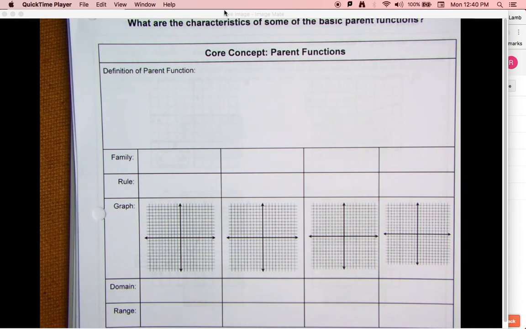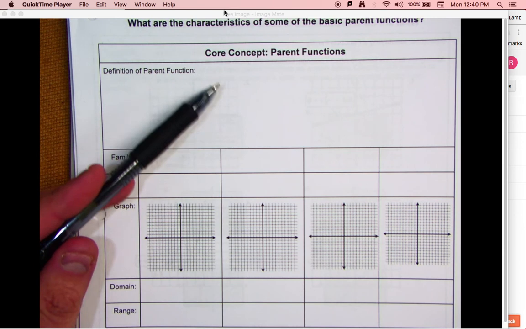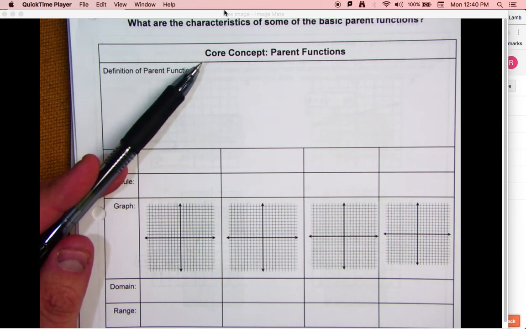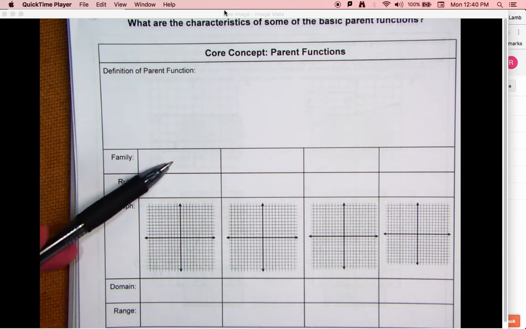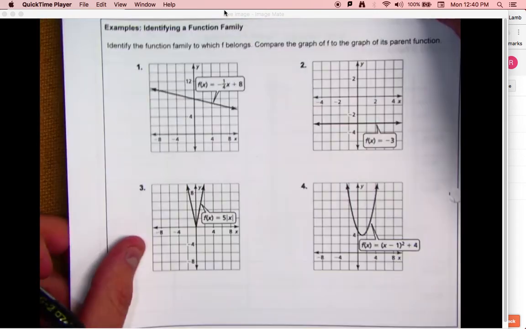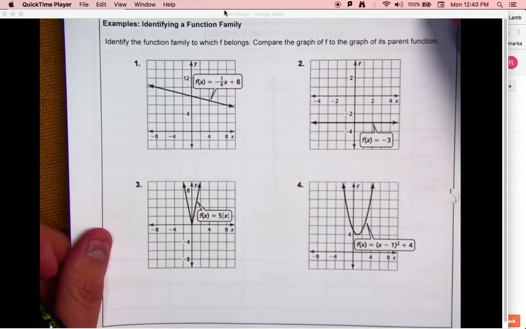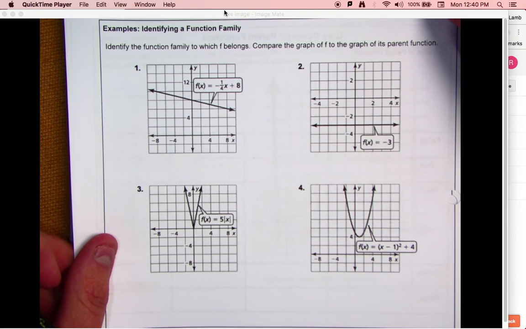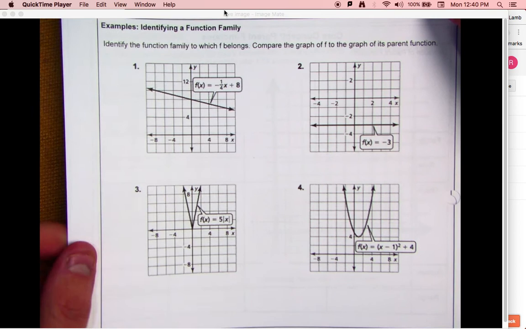Anyway, today I want to talk to you about a couple of things. The first is parent functions and what a parent function is, and then we want to look at four different parent functions and what family they belong to. And then the last thing we want to look at today is how you identify what family a function belongs to based on looking at its graph.